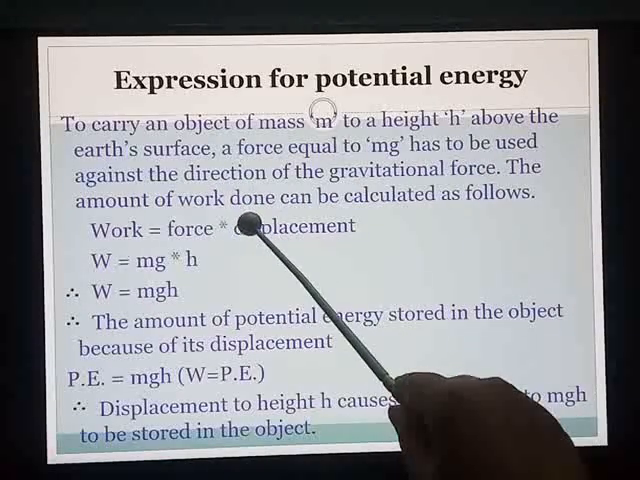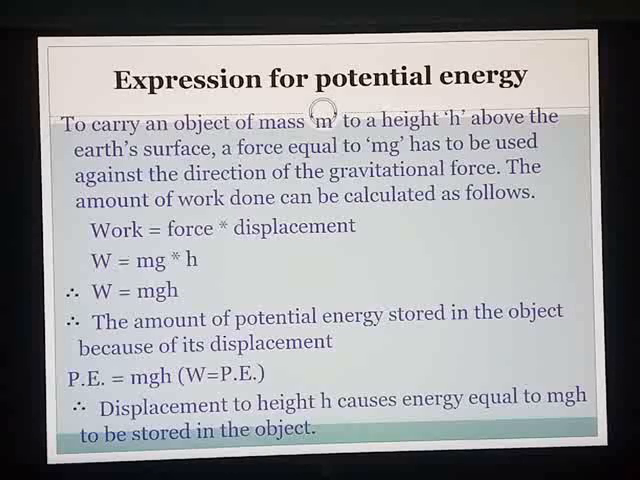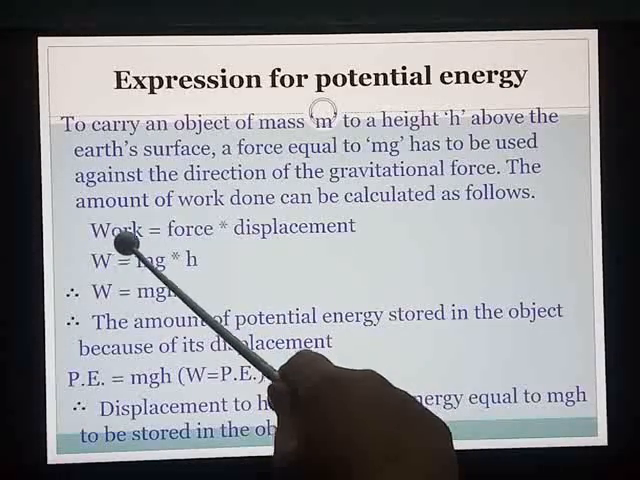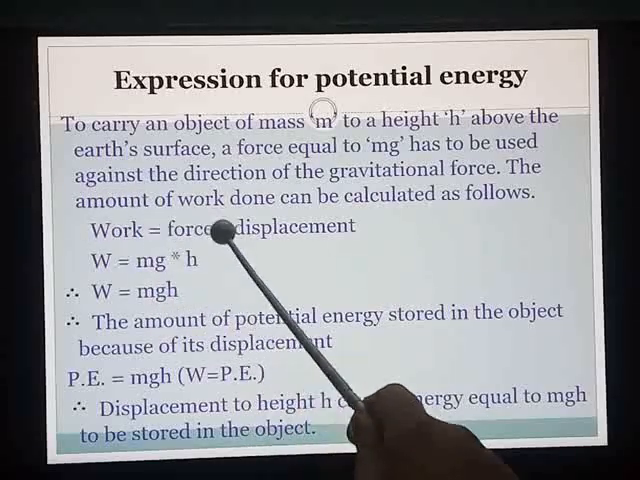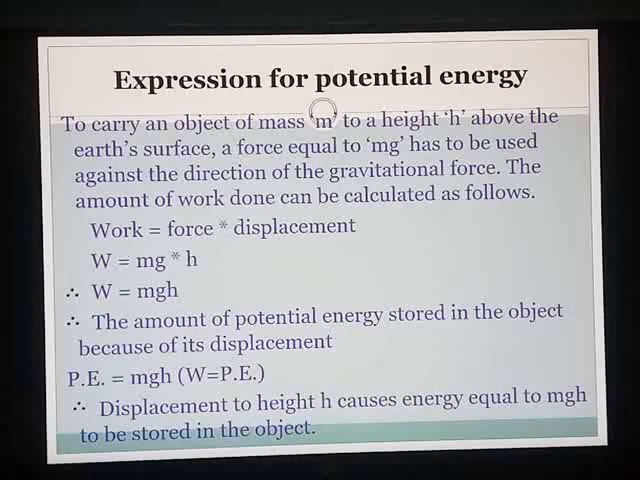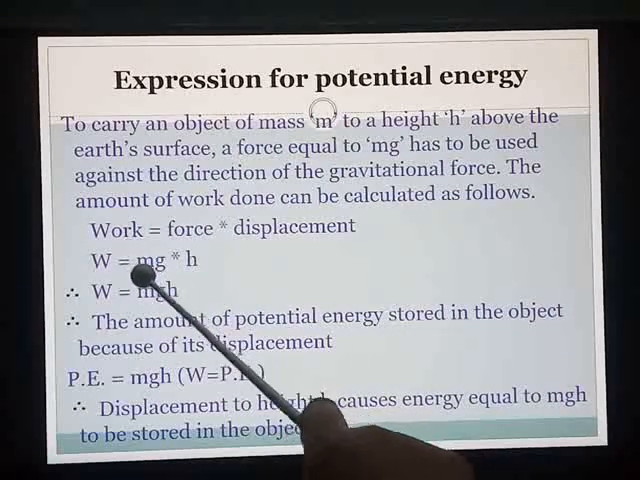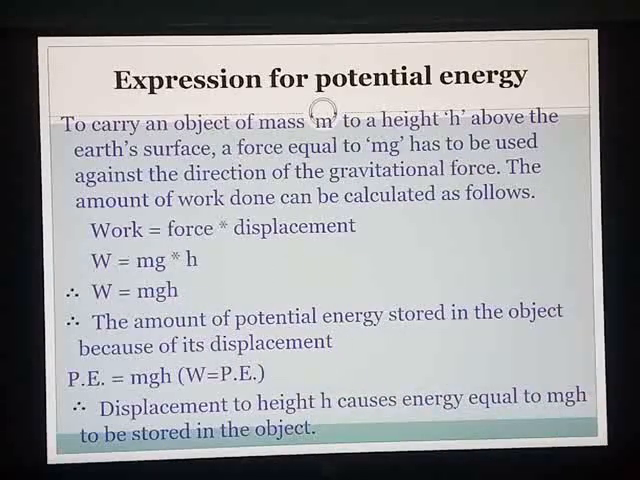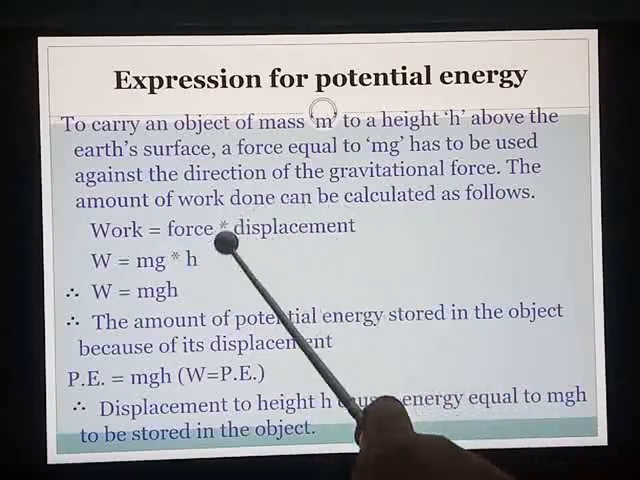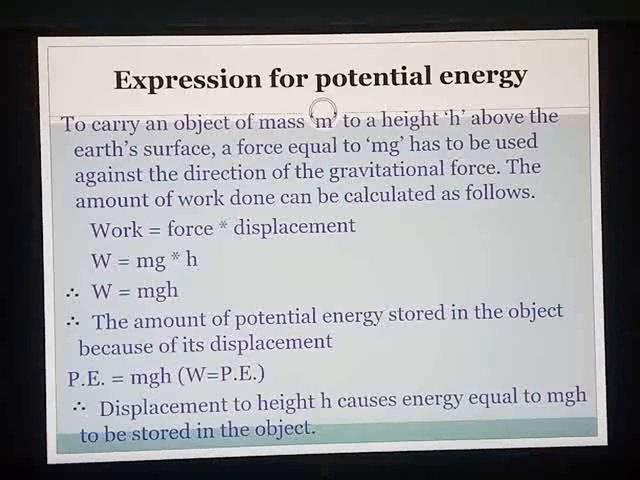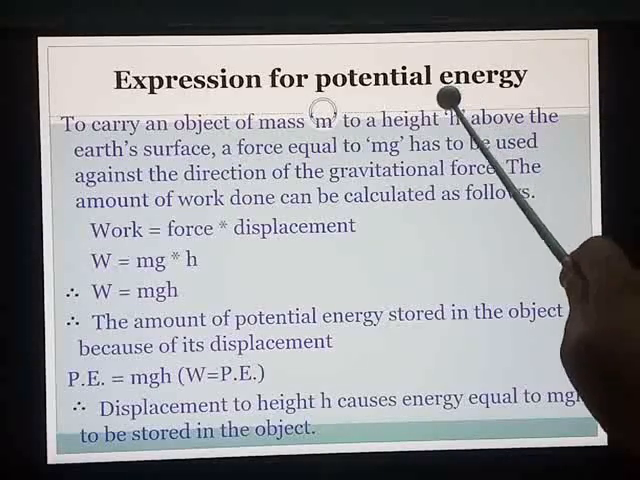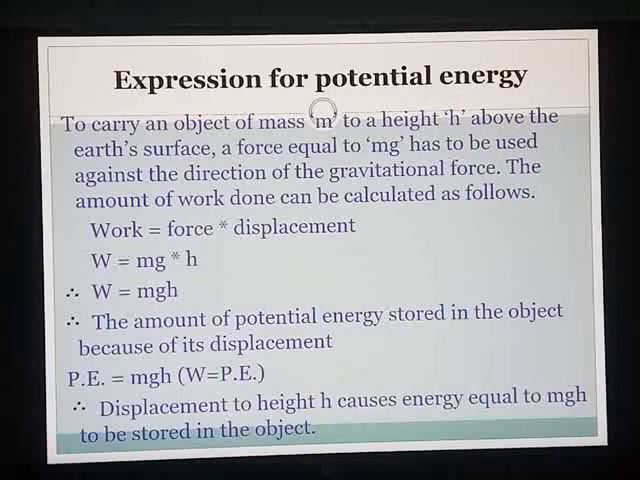Now the amount of work done: to raise something to a height, you are doing some amount of work. As usual, you are going to use the formula work is equal to force into displacement. Now here in place of force, you are going to take m multiplied by g. In our previous equation, we had taken m into a. Here a and g are nothing but one and the same. Multiply by displacement. Displacement means here a certain height, so that h you are going to substitute over here.